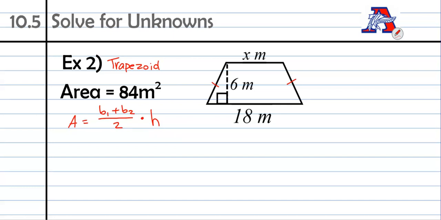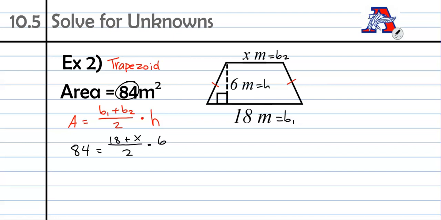Okay, so what we have to do now is go ahead and plug in the things we know. So we know the total area is 84. So let's put that in. We know base 1. We know this bottom base is 18. Okay, we don't really know base 2. That's where our x is located. So we'll just leave that as an x for now. Over 2 times height. We do know our height. Our height is 6. Okay, so now the question is, how do we solve this?